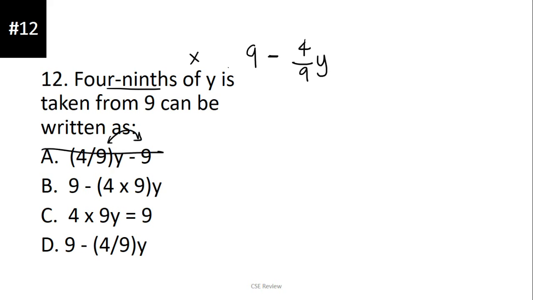Hindi siya pwede ito kasi baliktad siya. So, hindi pwede yung A. Ito, hindi kasi 4 times 9. Dapat 4 over 9. So, hindi siya pwede. Ito may equality. This is wrong. The answer is letter T. 9 minus 4 over 9 times y.